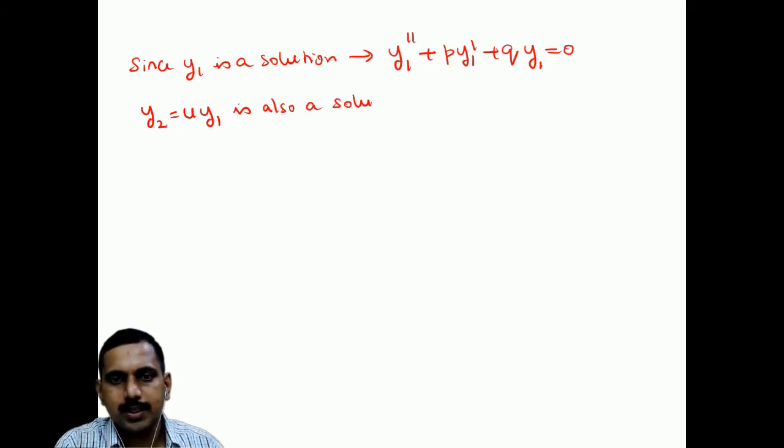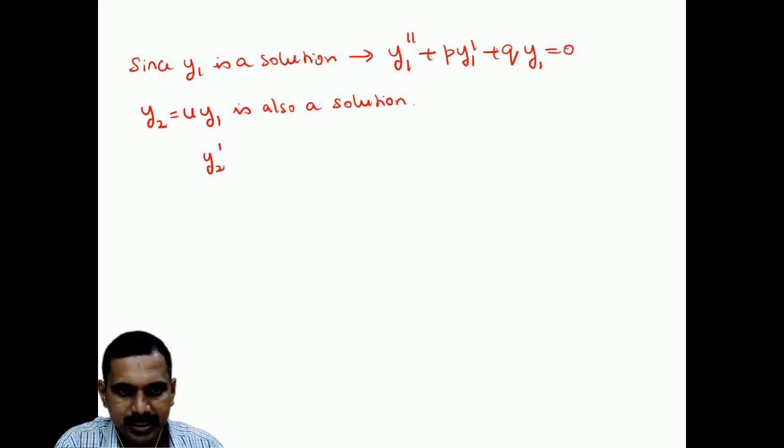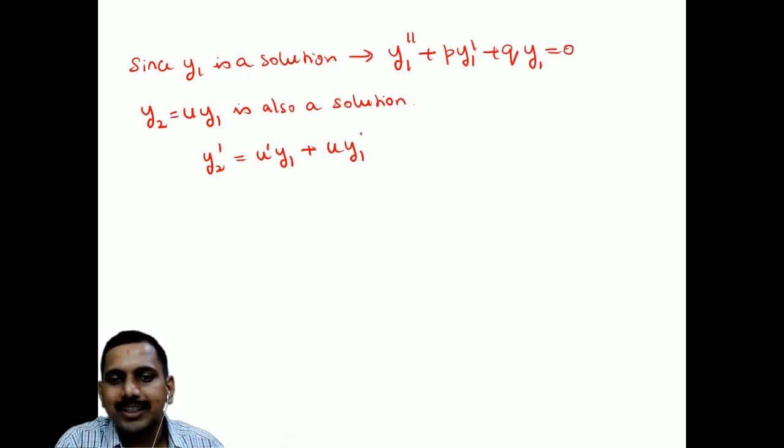Correct? It is also a solution. So what happens? What is y2 dash? Let us see. y2 dash is u dash into y1 plus u into y1 dash. Correct? What is y2 double dash?